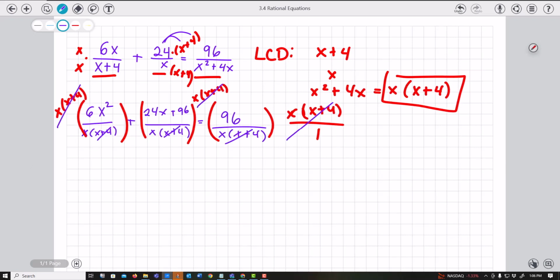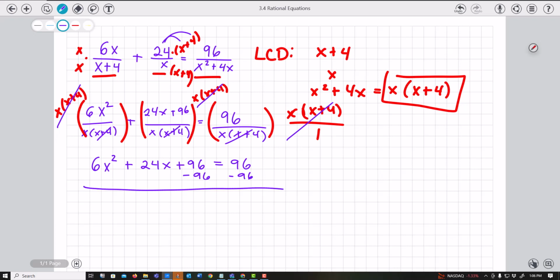And so this makes it nice because I'm left with 6x squared plus 24x plus 96 equals 96. From here, I got something that looks easier to solve. Let's subtract 96 from both sides. I have 6x squared plus 24x equals 0. This looks like I can factor out a 6x. So that would leave me with x plus 4.